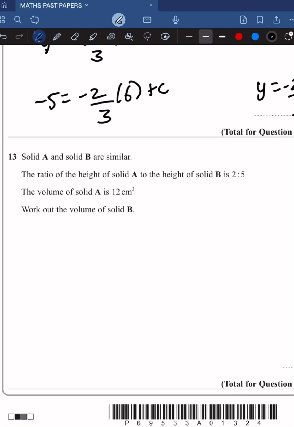Next question, 13. Solid A and solid B are similar. The ratio of the height of solid A to the height of solid B is 2 to 5. The volume of solid A is 12 centimeters cubed. Work out the volume.